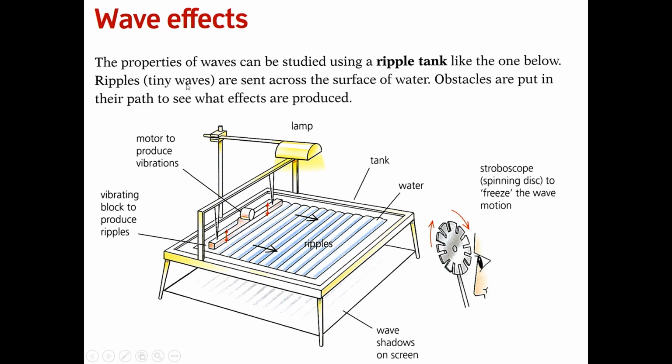Firstly, the properties of waves can be studied using a ripple tank. This is the ripple tank. This ripple tank is a machine that's used to show how the waves behave.